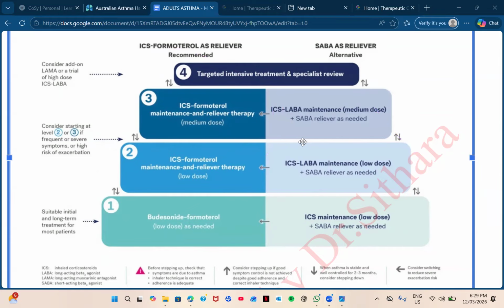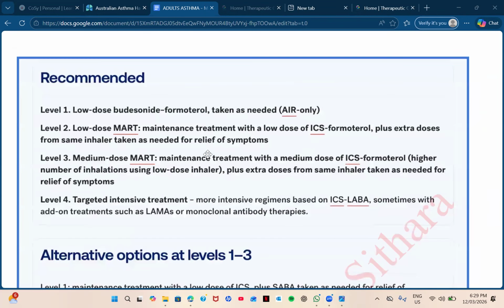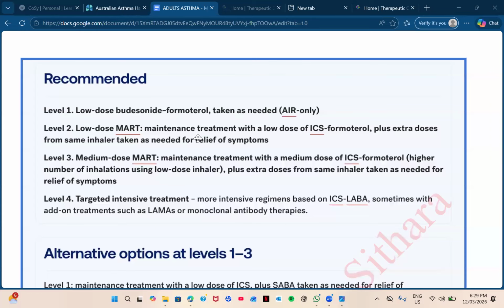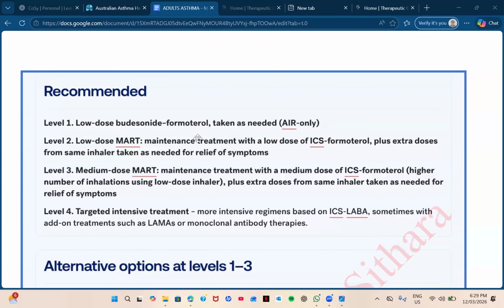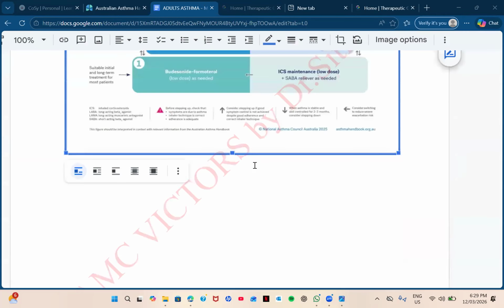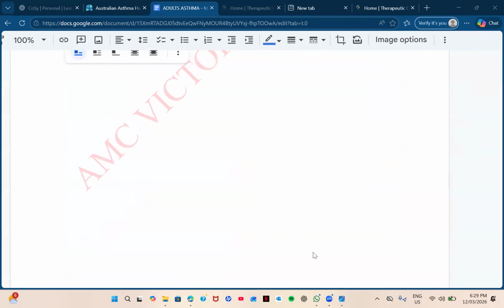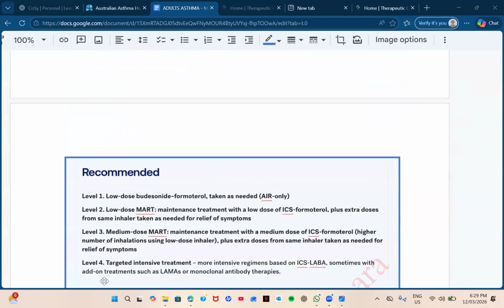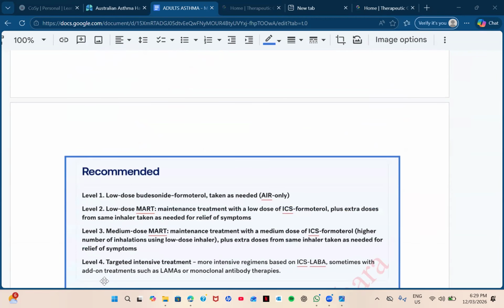Now tell me, what is MART? What does SMART therapy mean? Before we go through this, you should know this term. So what is SMART? Tell me, doctors, what is SMART therapy?